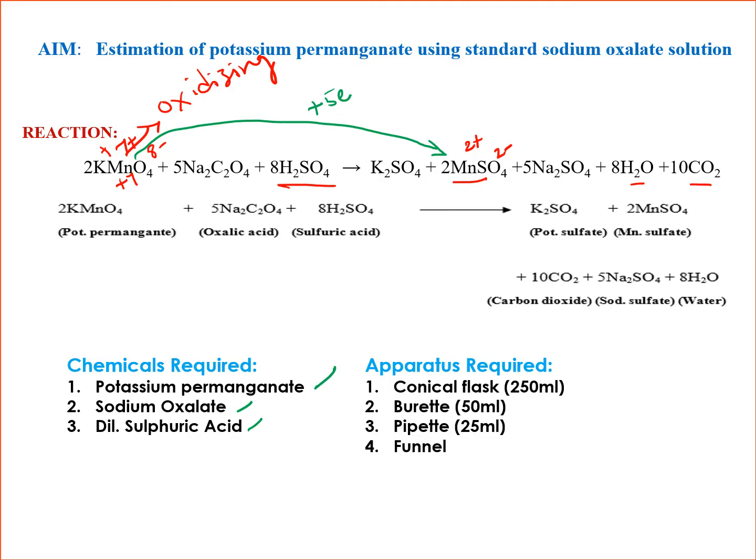Coming to the apparatus we require, for our convenience I am considering one conical flask of 250 ml, a burette of 50 ml, and a pipette of 25 ml. The volume may change according to your convenience; you can take 10 ml as well. We also need one funnel to transfer the chemicals to the burette. So these are the apparatus we require.